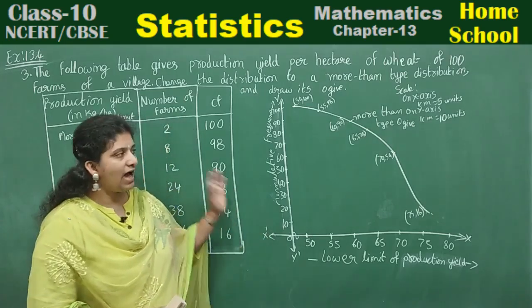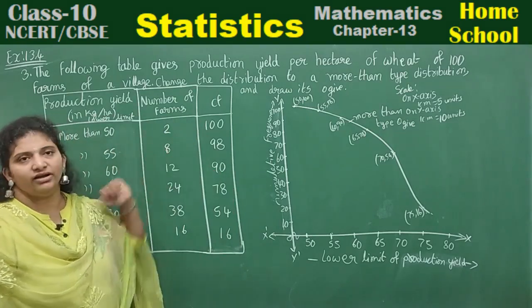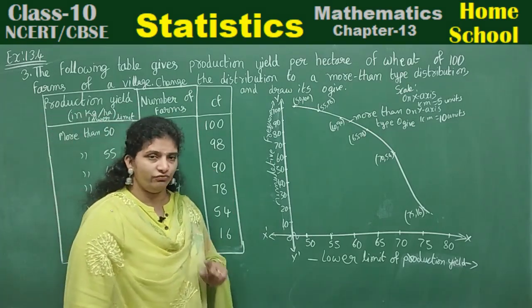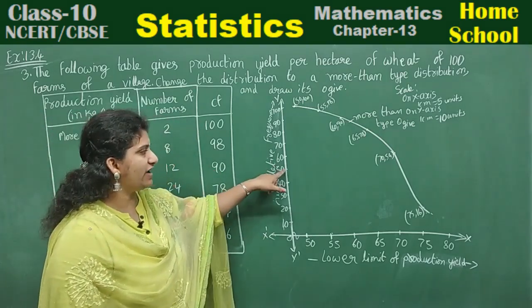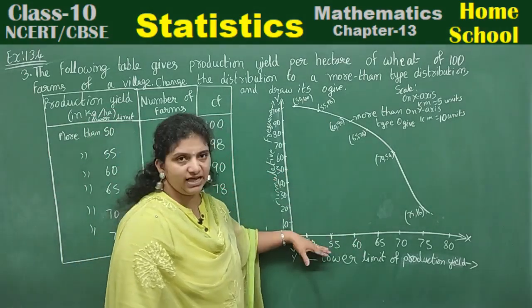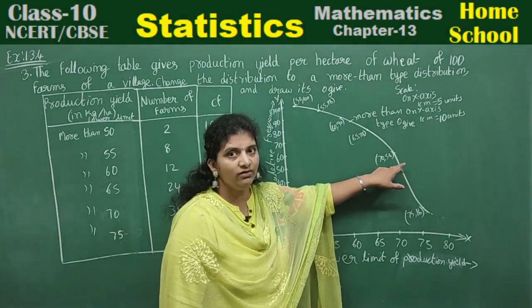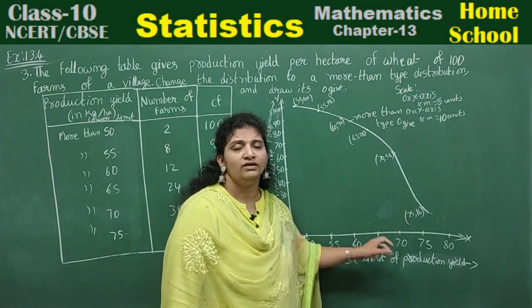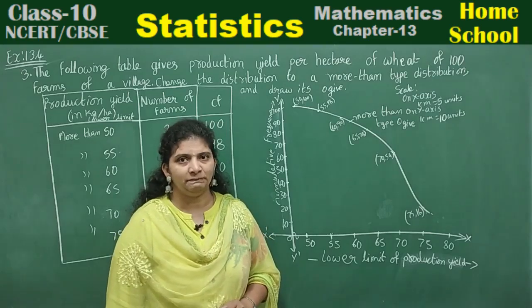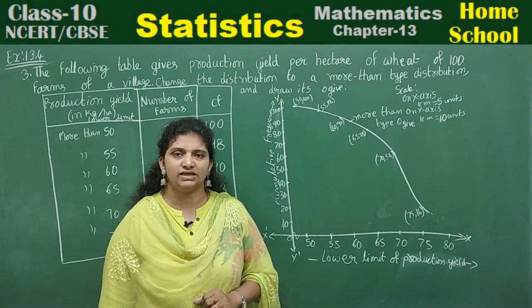See here, if they ask you the median, what is your n value here? 100. 100 by 2, 50. On the y-axis, where is 50? From there you draw a line parallel to the x-axis. Where this 50 line touches the ogive, from there draw the perpendicular, that is your median.